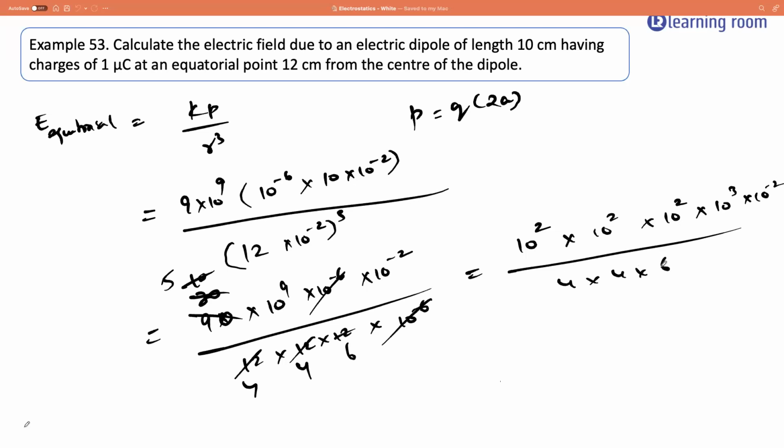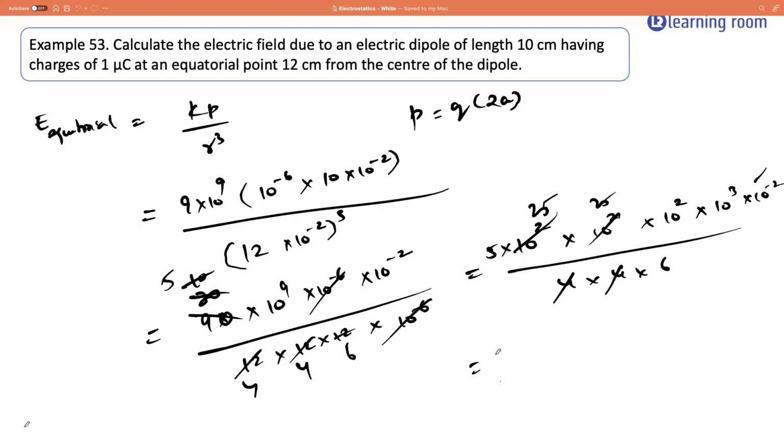I'll tell you what I did. This 10 power 9 is there, no? And I have a 5 here. I split it as 10 square into 10 square into 10 square into 10 cube into 10 power minus 2, the last one that is left out. Why I wrote it as 10 square is because 4 will cancel this 25 times. Here it will cancel this 25 times. Right. So now my job is easy.